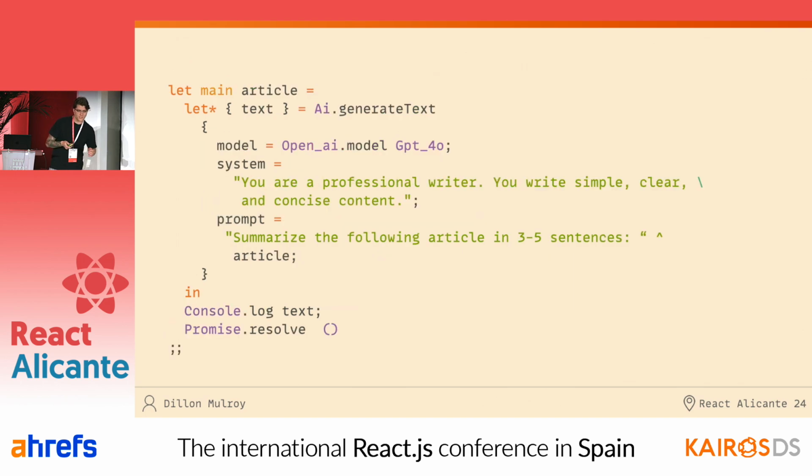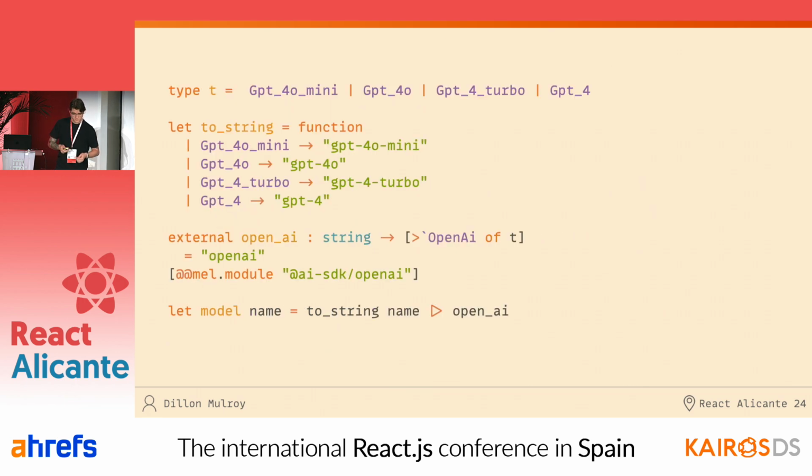Well, this is what it looks like. And this might seem a little foreign at first, but hopefully you can pick out the pieces that we just looked at, right? We have let main article. Main is a function, article being the only argument. And we just go down through, and it should look pretty familiar to what we just saw.